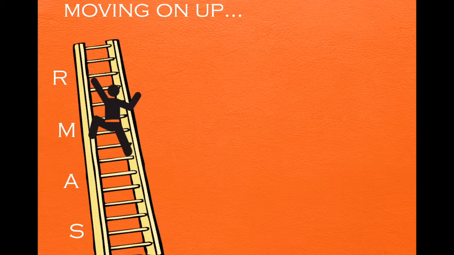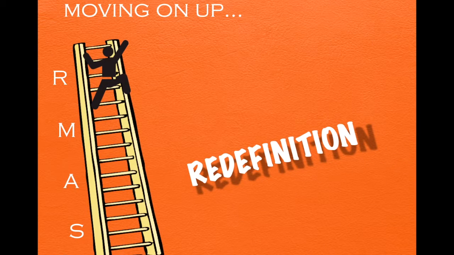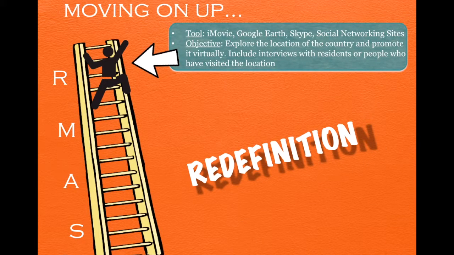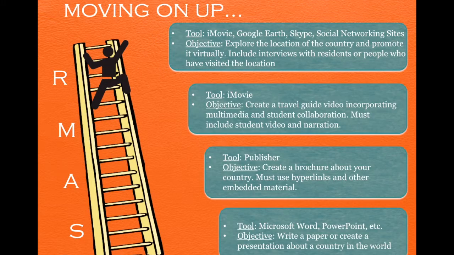In order for a teacher to take this concept and move it all the way up to redefinition, the teacher must create something that would not be possible without technology. For this example, the teacher could use a variety of tools ranging from iMovie, Google Earth, Skype, or other social networking sites to allow students to explore the location and to put them in conversations with people who have lived in or visited the locations. This adds a new part to the activity that was not previously possible without using the tools involved. But through redefinition, the lesson becomes more real for the students.